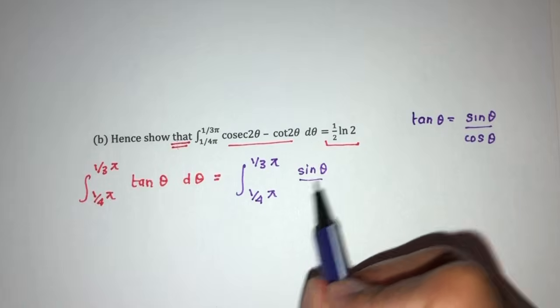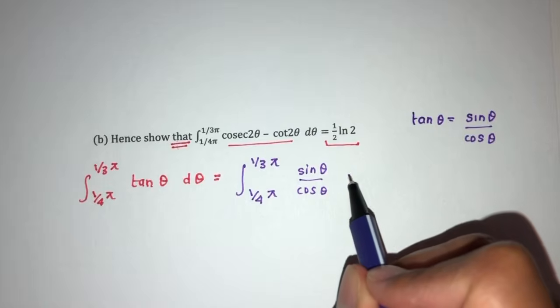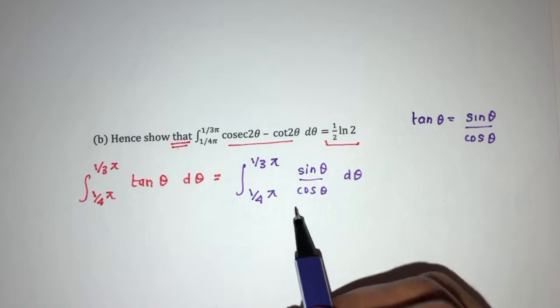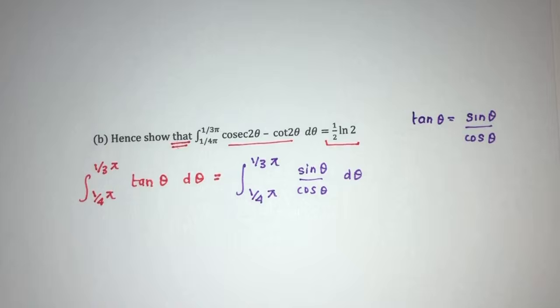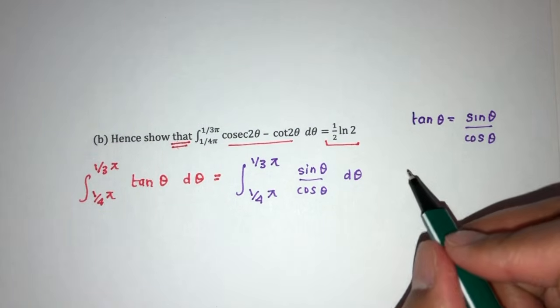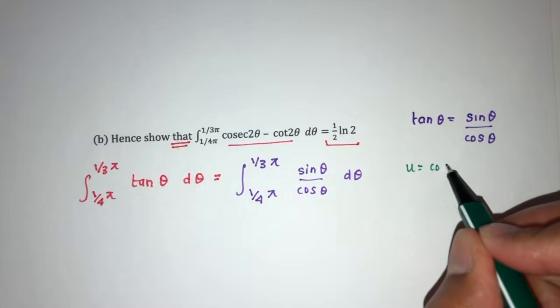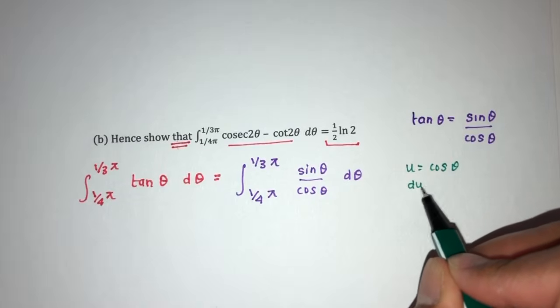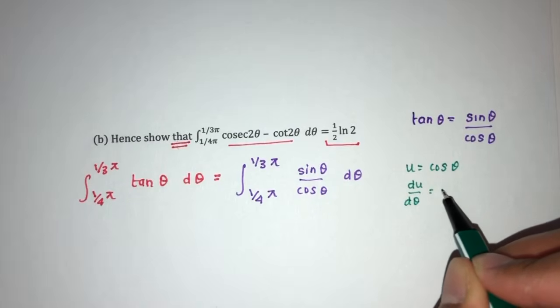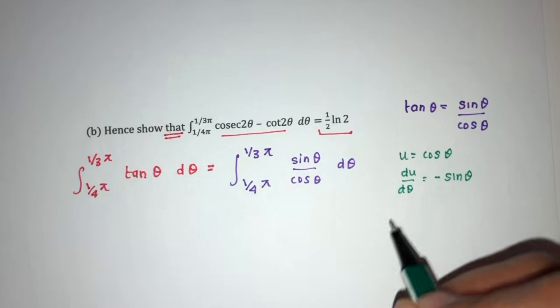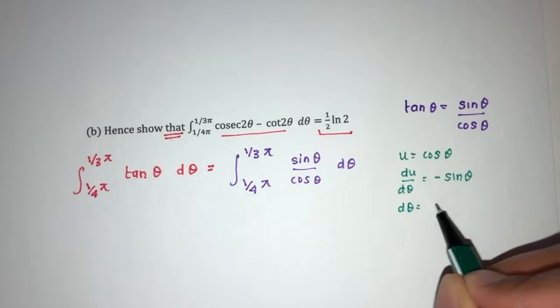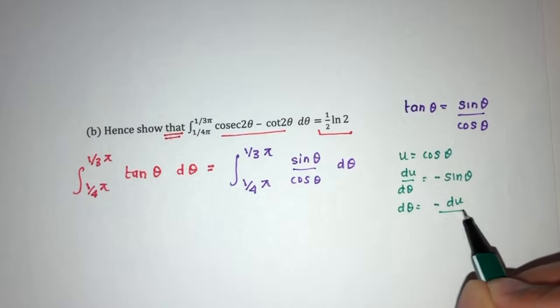how you find the answer. Because we have one in the other, for example, d by d theta of cos theta will give you minus sine theta, we can use substitution to solve this question. So let u equal to cos theta. Now du by d theta will give you minus sine theta. Now d theta will be du over minus sine theta.